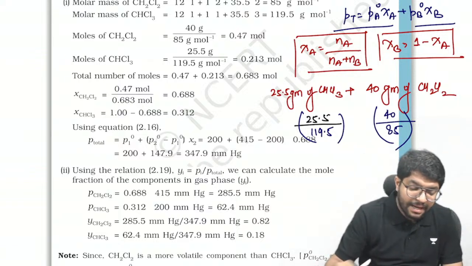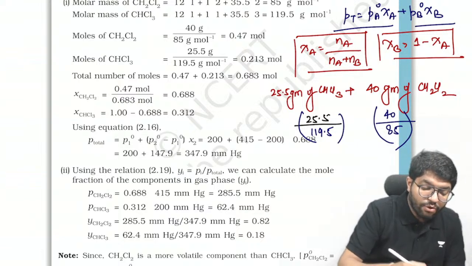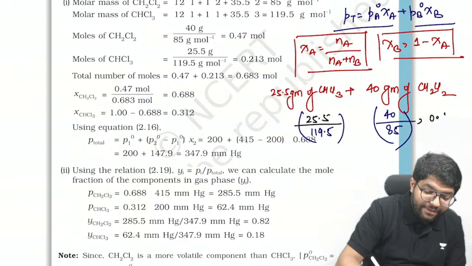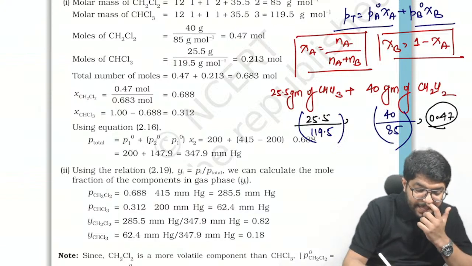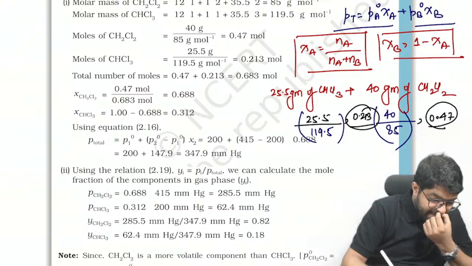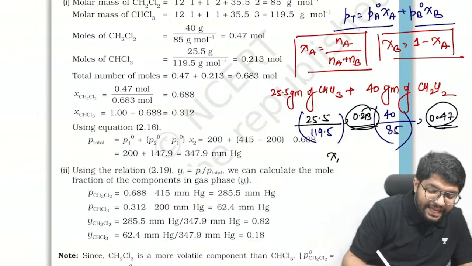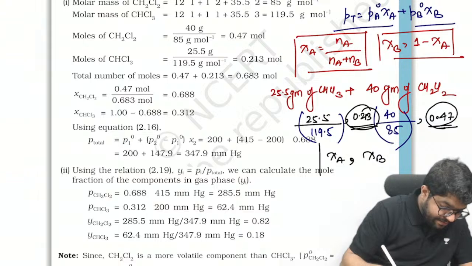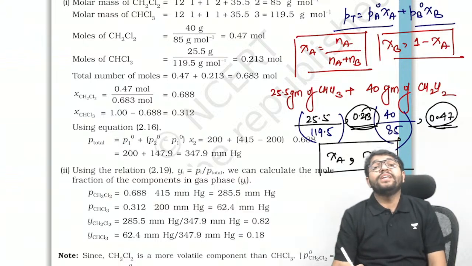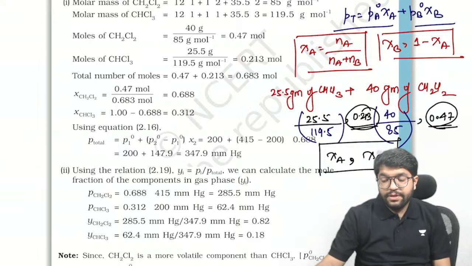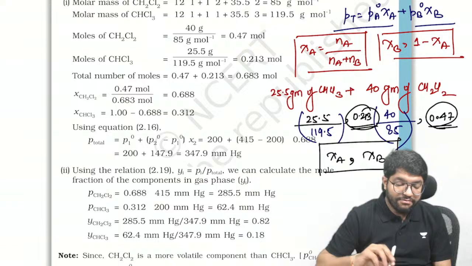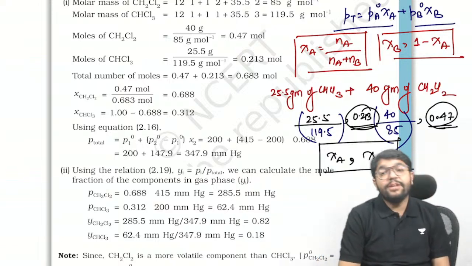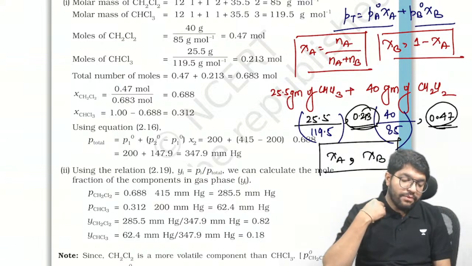So what are the moles coming up? Already mentioned in the text, but you should calculate on your own also. 40 upon 85 is 0.47, and then you have this as 0.213, right? So here I can get chi A and chi B. The first part of the question gets solved after putting these values. Any doubt here, you let me know. Very, very important.